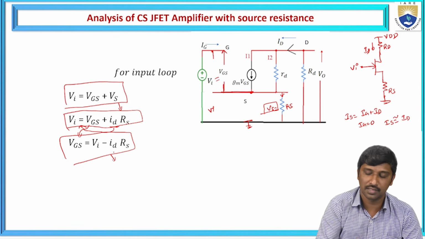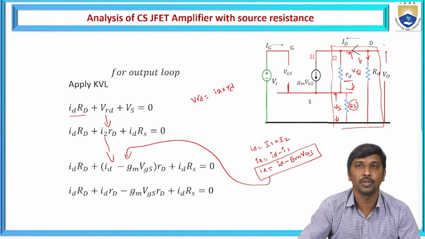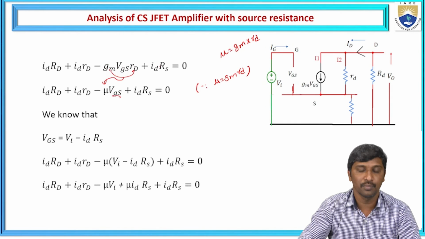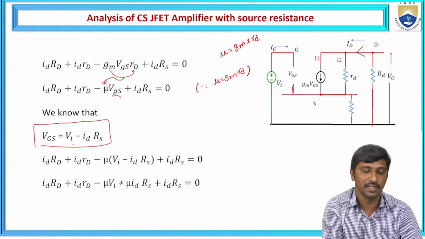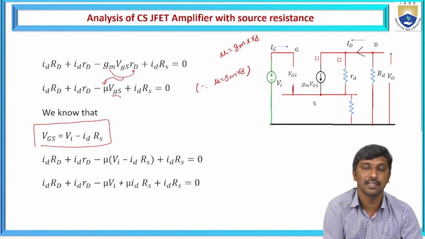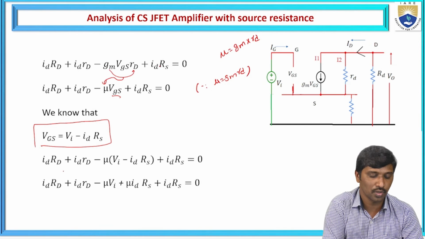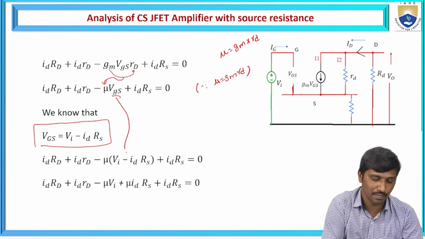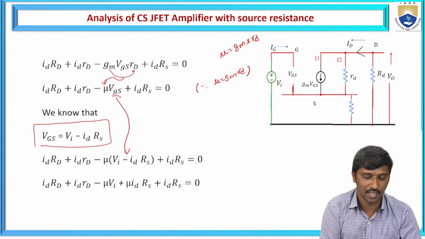Now I'm going to substitute this VGS for further simplification, to determine the voltage gain in terms of output voltage and input voltage. VGS is equal to Vi minus ID times Rs. Hence, this is ID into RD, this is ID into small rd, minus mu times VGS, which is replaced with Vi minus ID into Rs, plus ID into Rs, that is equal to 0.